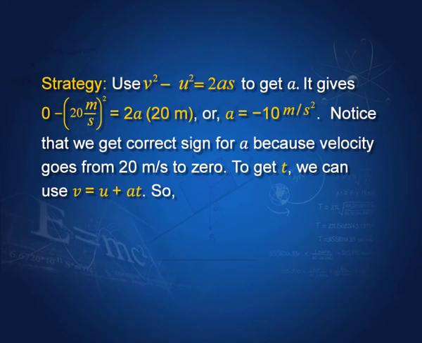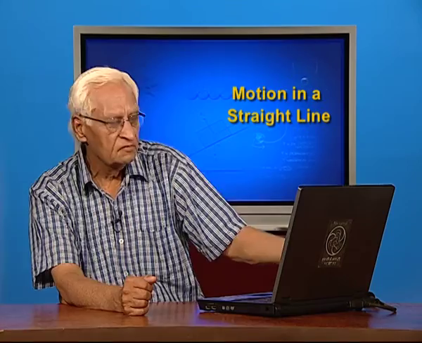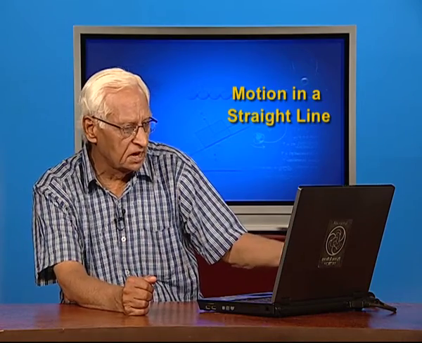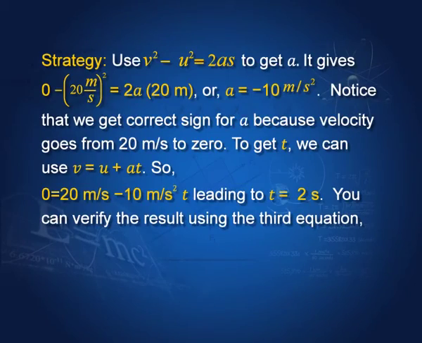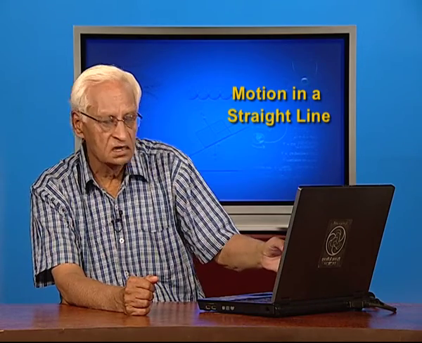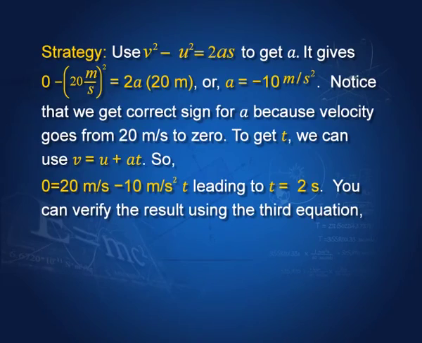In this case, we get a equal to minus 10 meters per second square. Now, the other thing that we have to find is the time taken. For that, we can use the equation v equal to u plus a t, plug in the numbers. u is 20 meters per second, a is 10 meters per second square with a negative sign we have just found, and therefore, t we can find from this equation, and t turns out to be 2 seconds. If you want, you can verify this result by using the third equation, that is s equal to u t plus half a t square.